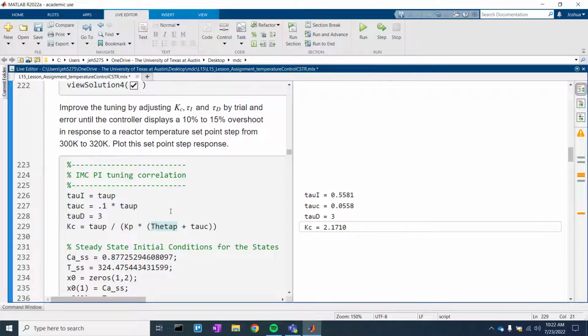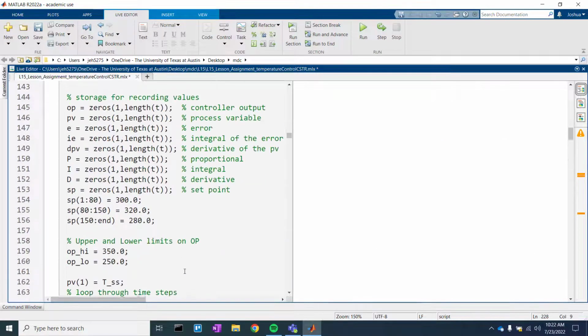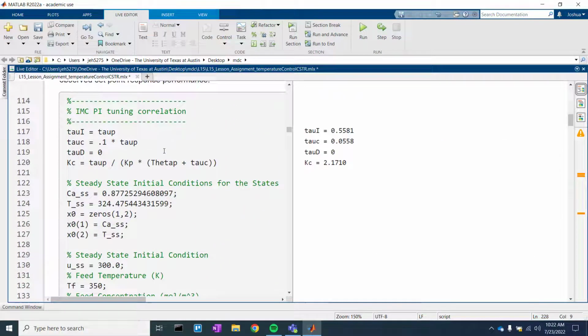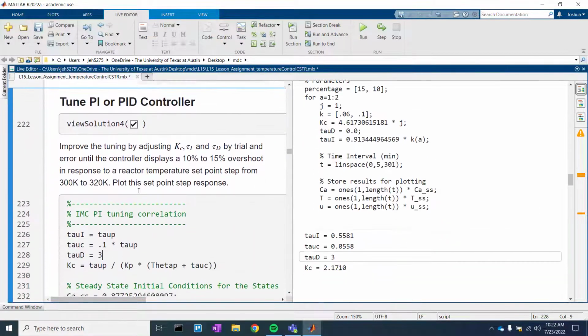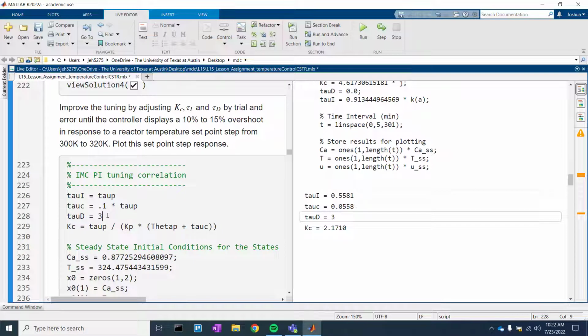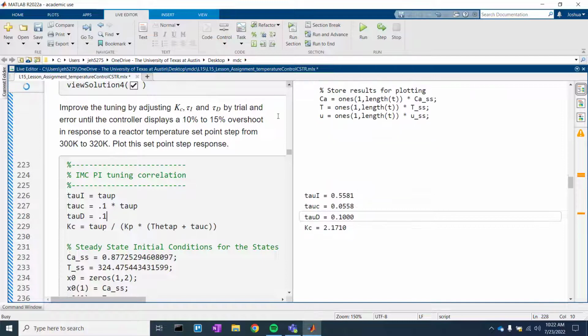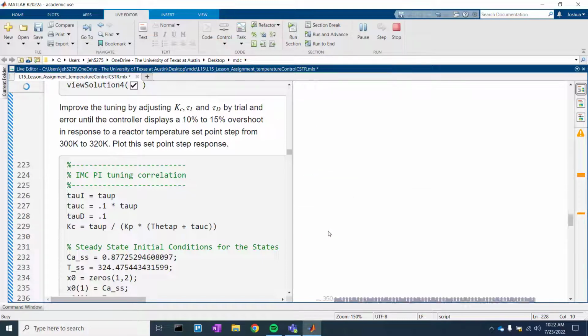So first thing I'm going to do is look at C. Derivative control is equal to 3. That's not what we had before. So let's look at what we had before, because that was doing pretty well. Derivative control was 0. Tau C was equal to 0.1 times tau P. So let's compare that down here. Let's just say derivative control is equal to 0.1. We'll go ahead and run the section again.